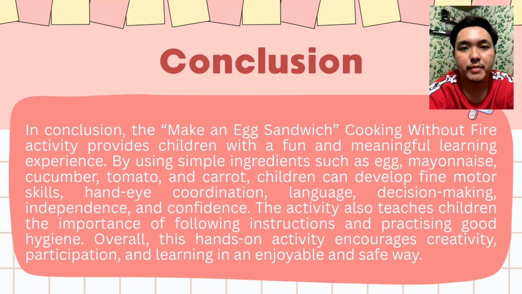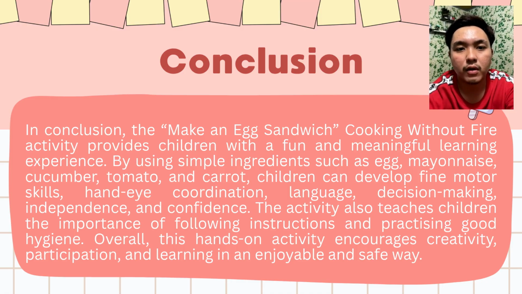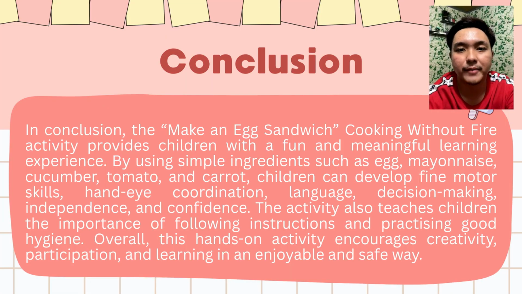In conclusion, the Make an Egg Sandwich Cooking Without Fire activity provides children with a fun and meaningful learning experience. By using simple ingredients such as egg, mayonnaise, cucumber, tomato, and carrot, children can develop fine motor skills and eye coordination, language, decision making, independence, and confidence. The activity also teaches children the importance of following instruction and practicing good hygiene. Overall, this hands-on activity encourages creativity, participation, and learning in an enjoyable and safe way.